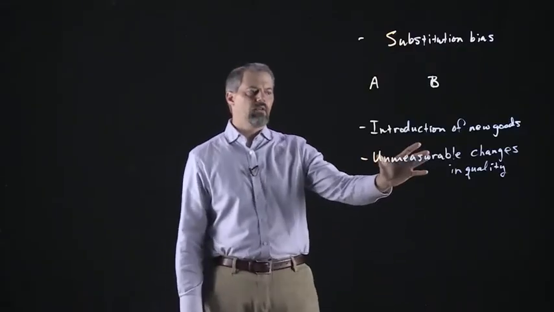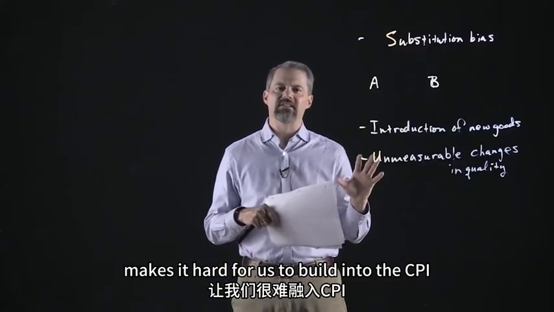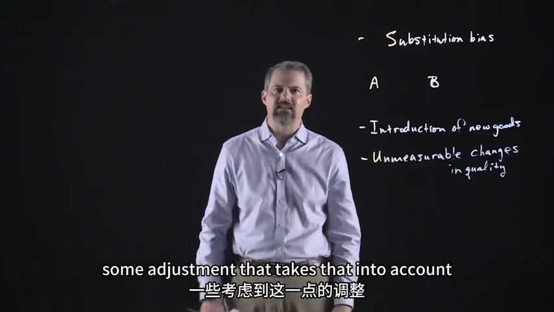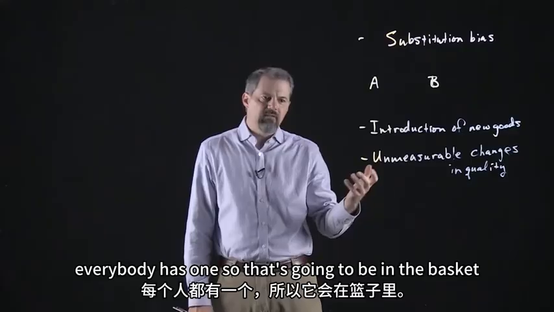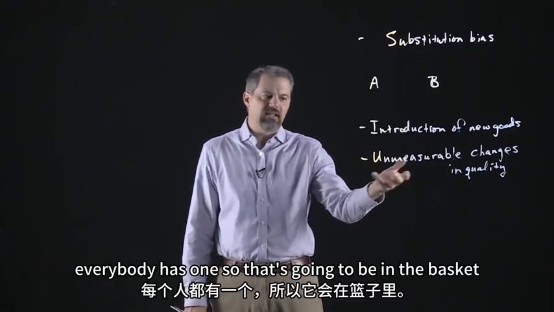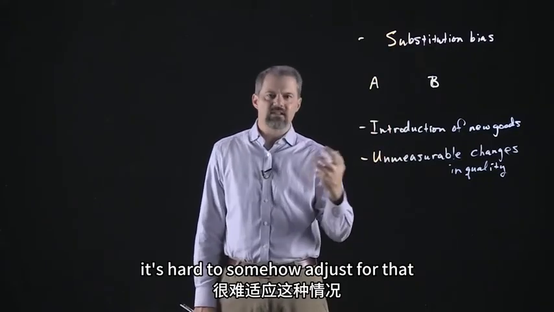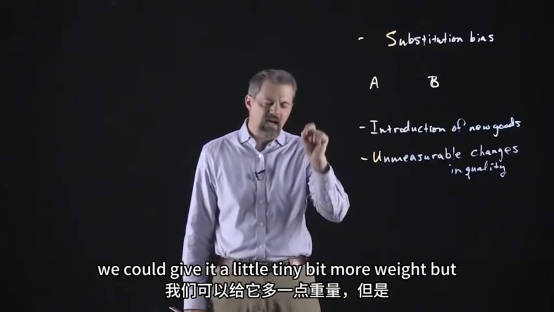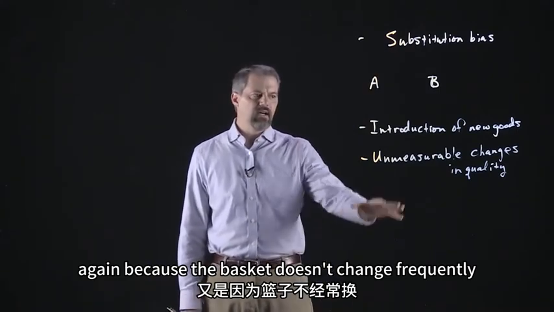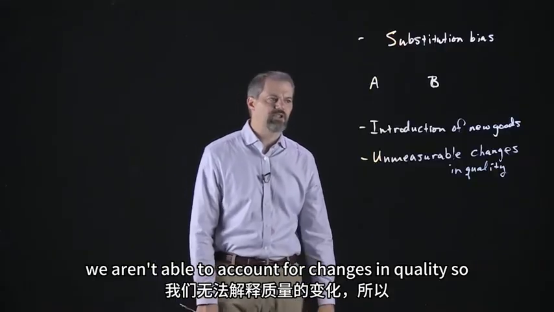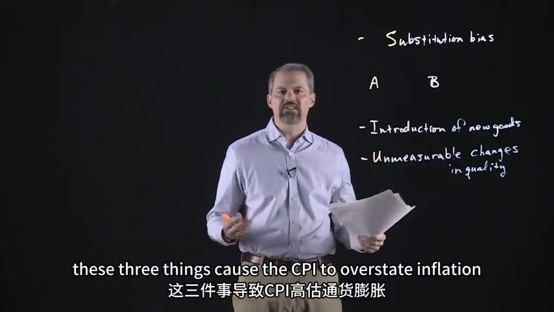So that unmeasurable change in quality makes it hard for us to build into the CPI some adjustment that takes that into account. We have a phone in the CPI, and everybody has one, so that's going to be in the basket. But as the quality of it changes over time, it's hard to somehow adjust for that. We could give it a little tiny bit more weight, but again, because the basket doesn't change frequently, we aren't able to account for changes in quality. So these three things cause the CPI to overstate inflation.